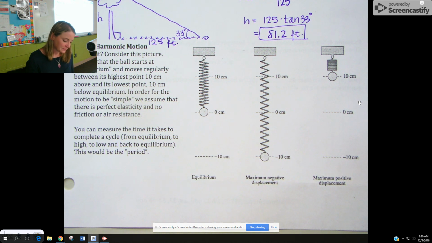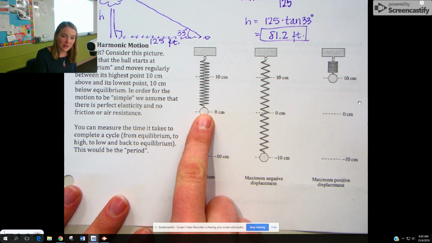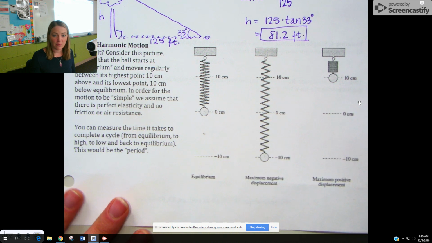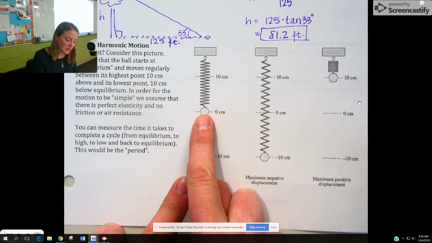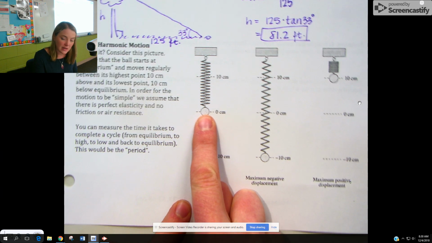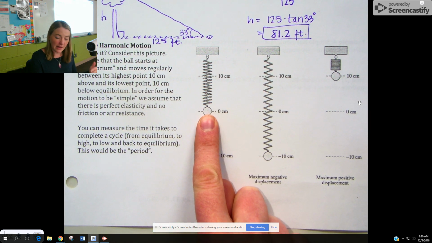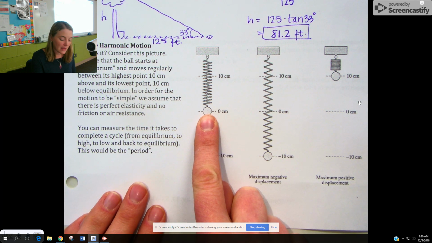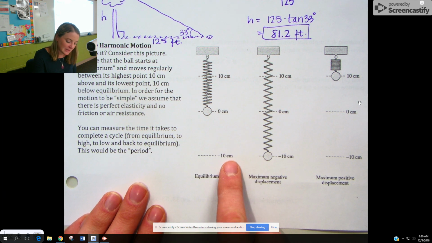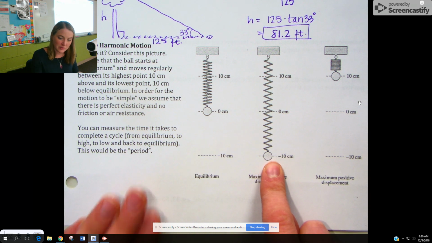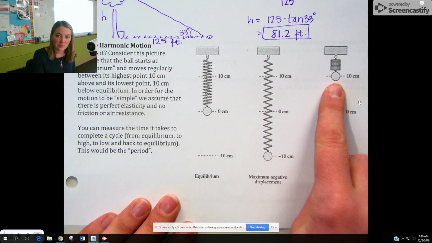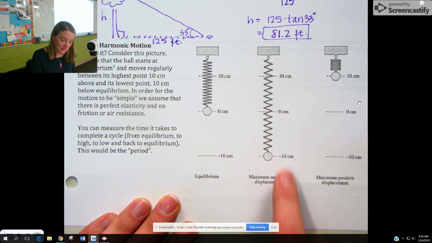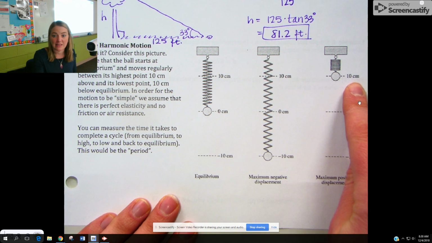So, for example, if I imagine that I have the spring hanging here, we would call the hanging point where it's just at rest, equilibrium. So notice that they have marked the center of the ball, the center of the weight on the spring, as 0. This is like your midline on your sine or your cosine function. And then what they're trying to indicate here is that at its lowest point, it goes all the way down to negative 10 centimeters. And at its highest point, it's going to bounce all the way back up to a positive 10 centimeters.